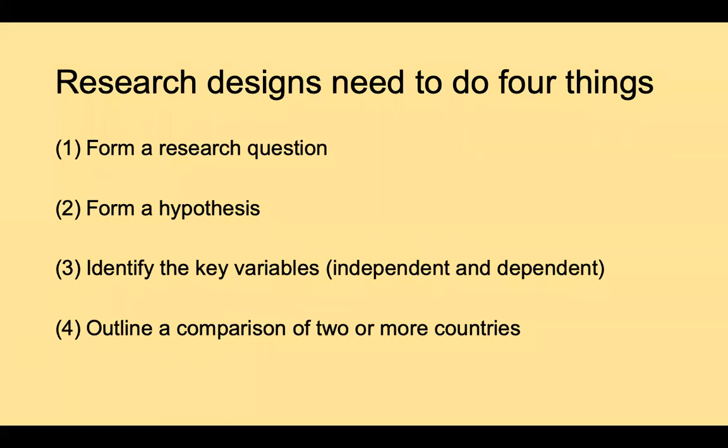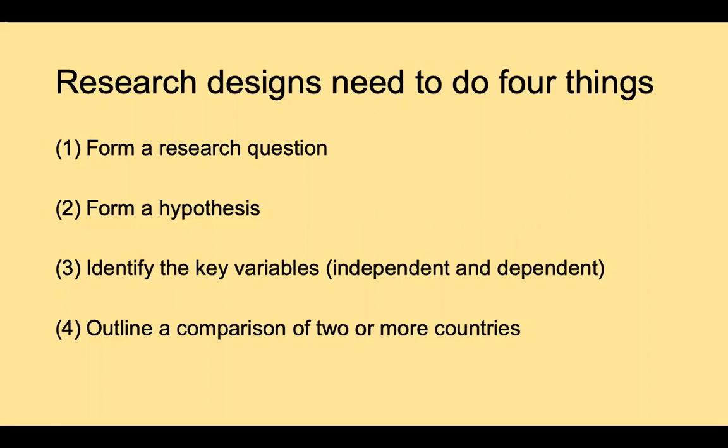These kinds of questions. The second step and the second thing that a research design needs is a hypothesis. You need to form a hypothesis. This is the answer to your question. Or this is the hunch that you have. What is it that you think explains the variation that you observe from country to country or from time period to time period? This is where you begin to think about the theory that you'll build around that hypothesis.